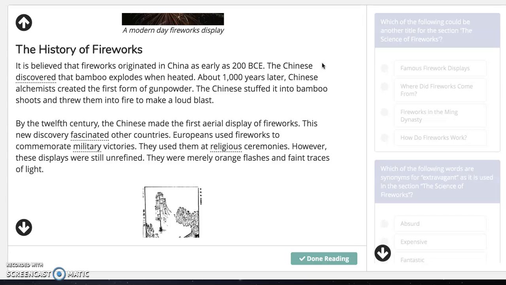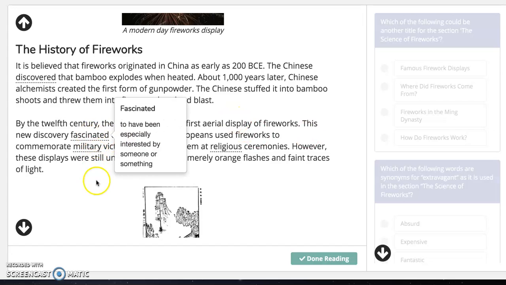About 1,000 years later, Chinese alchemists created the first form of gunpowder. The Chinese stuffed it into bamboo shoots and threw them into fire to make a loud blast. By the 12th century, the Chinese made the first aerial, so like sky, up in the air, aerial display of fireworks. This newly discovery fascinated other countries. Like, ooh, it's very interesting.